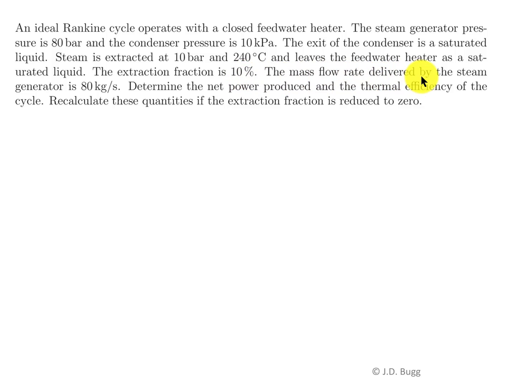The mass flow rate delivered by the steam generator is 80 kilograms per second. Determine the net power produced and the thermal efficiency of the cycle. Recalculate these quantities if the extraction fraction is reduced to 0.